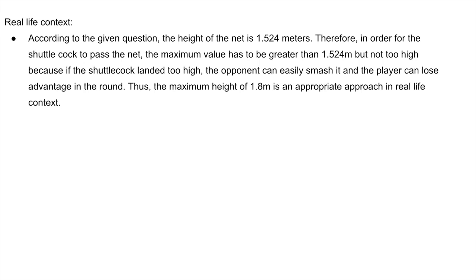According to the given question, the height of the net is 1.524 meters. Therefore, in order for the shuttlecock to pass the net, the maximum value has to be greater than 1.524 meters, but not too high, because if the shuttlecock is too high, the opponent can easily smash it and the player can lose advantage in the round. Thus, the maximum height of 1.8 meters is an appropriate approach in real-life context.